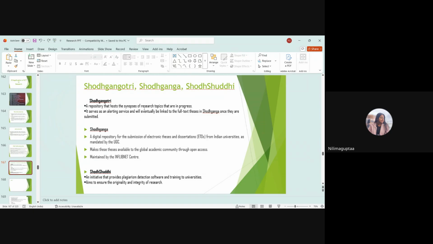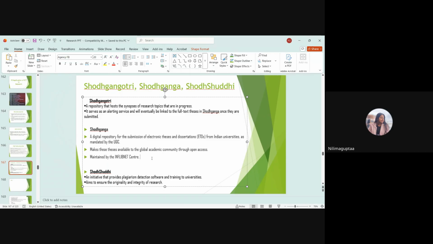Okay, so all those synopses and research proposals that are accepted, you will find all of those in Shodh Gangotri. Then once everything has been done, your thesis has been done and submitted, you submit your thesis on Shodh Ganga. Here you will find all kinds of theses and dissertations done by master students. It has been mentioned by the INFLIBNET Centre. INFLIBNET Centre is again a digital, ICT technology helping us in research. INF stands for information, LIB stands for library, and NET stands for network, headquarters being in Gujarat.